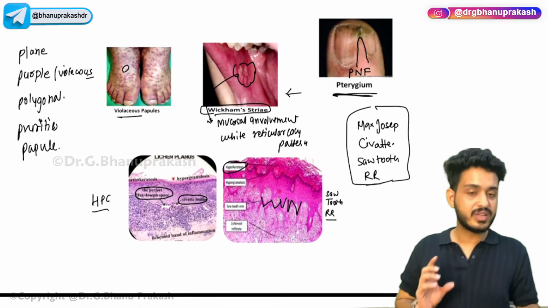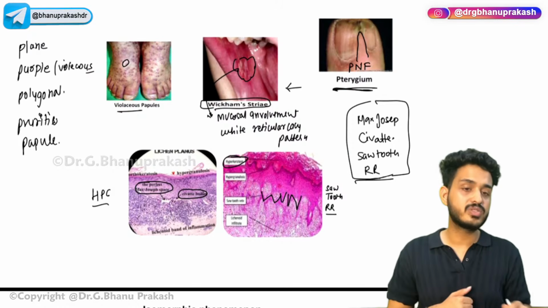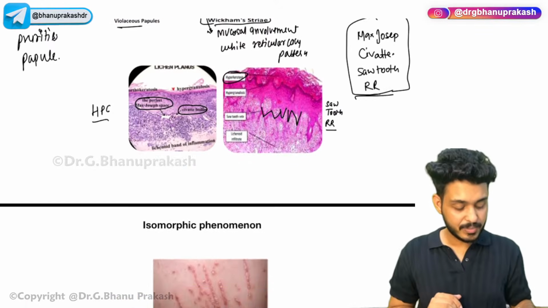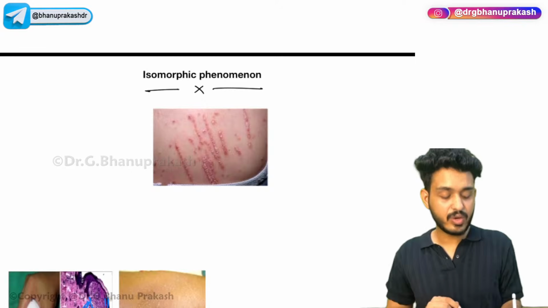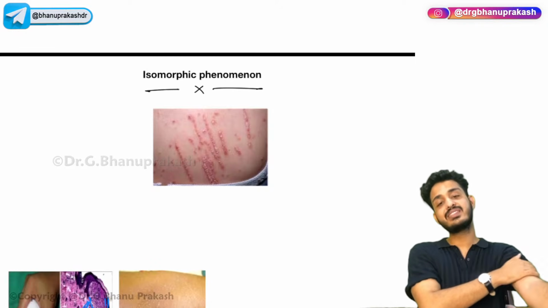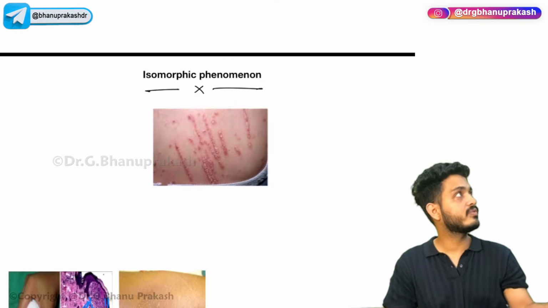When you go home after this class, you will be solving multiple questions, and with these keywords you will be solving each and everything, right? So this is about lichen planus. Okay, now these things will show a phenomenon, that is also a question, and this is known as isomorphic phenomenon.